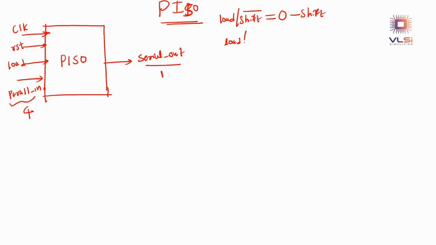Same like that, we have a signal called load. So when load equal to 1, which operation will it do? It will load the data. So whatever the parallel bit data is, that will be loaded. And when load equal to 0, it will do the shift operation. Okay, so we'll see the program for this PISO.